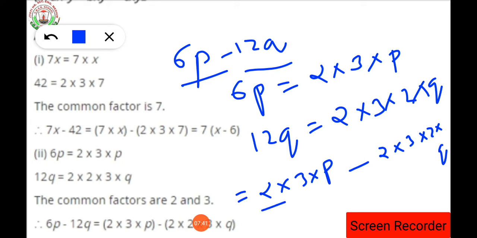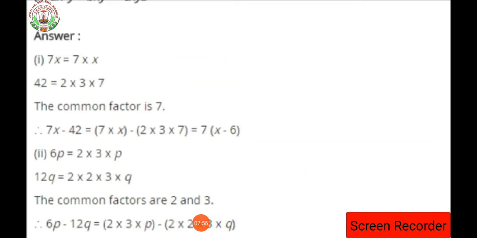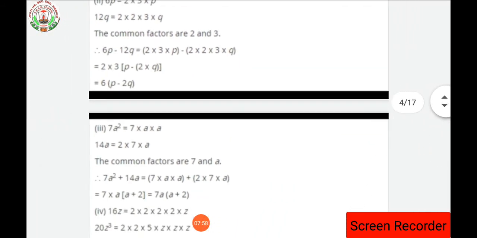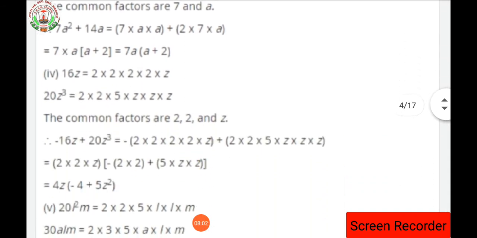Okay, now 2 is common both ways, 3 is common both ways, so we are going to write 2 into 3 is 6, 6 will be taken common, so p minus 2q will be left inside, which is same as the first method. Okay, so both methods you can use according to your convenience. Clear students?